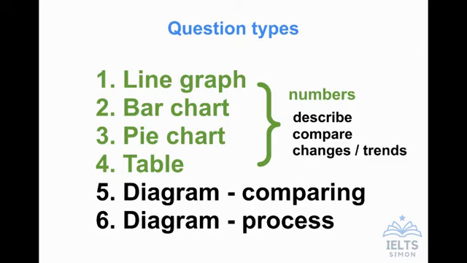In fact, number 5, the diagram, you're using very similar language, describing and comparing things on a diagram. Of course, there are no numbers, but the comparing language is going to be very similar. The only one that has different language, where you need to use something different, is the process diagram. And we'll talk about that in a lesson dedicated to the process diagram questions later in this course. But in terms of language, just remember that it's fairly simple. We've got 4 types that are all the same, just showing numbers, and there's only this one type where we need to look at some slightly different language items or structures.